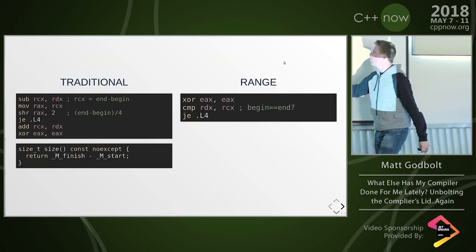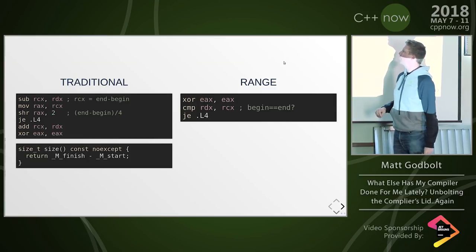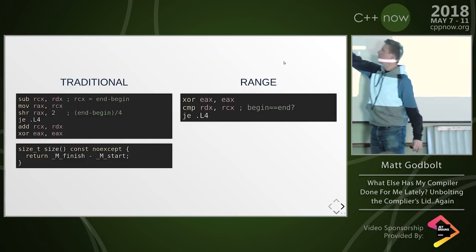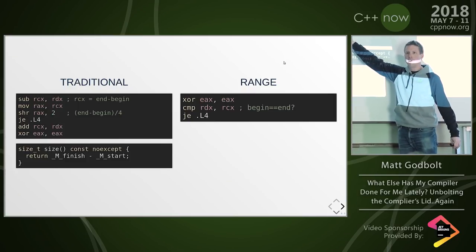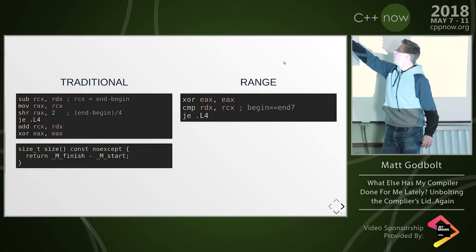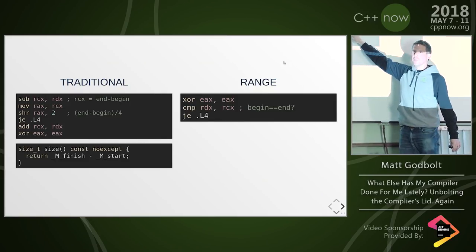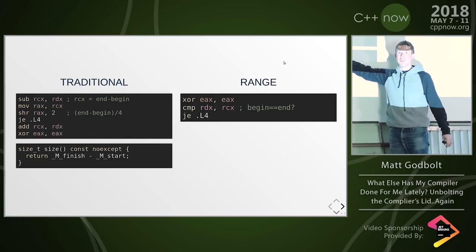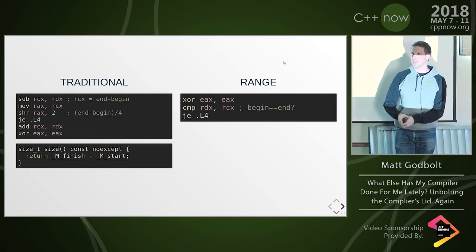And so what do we do? Well, we add RCX to RDX. Well, hang on a second. That's the exact opposite of what happened at the top here. What's happened is the compiler has basically destroyed the value of one of the things it needed, one of the ends of the begins, and then it's reconstituting it again down here. So now it's got the end of the array again.